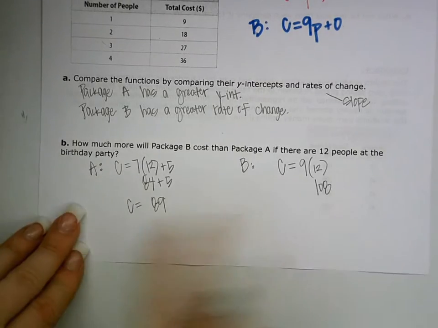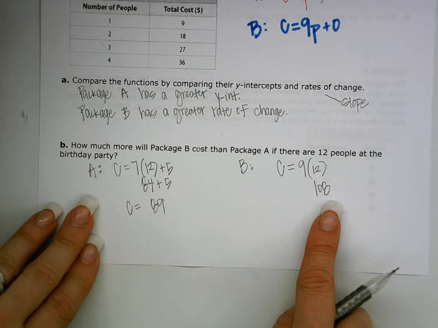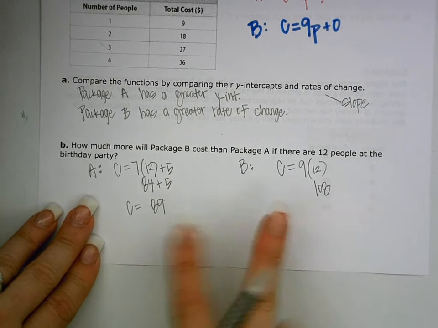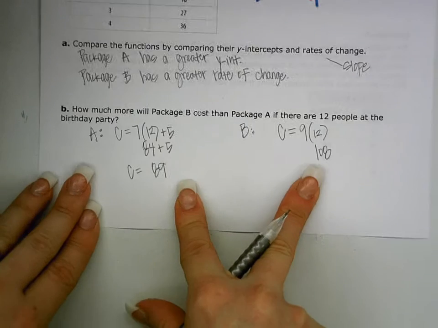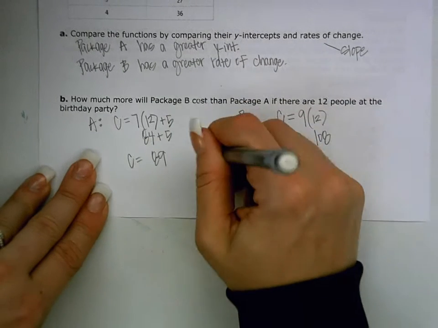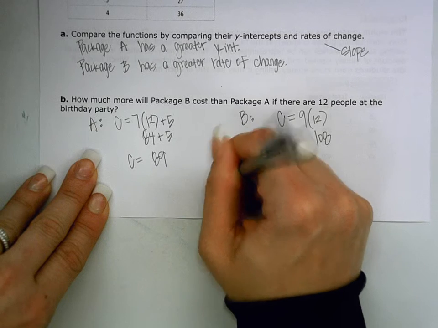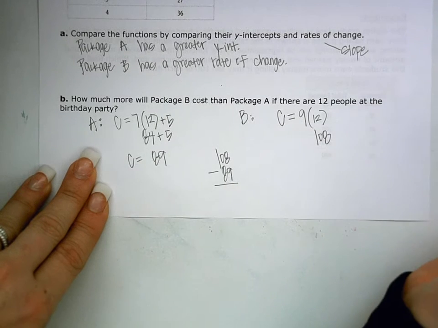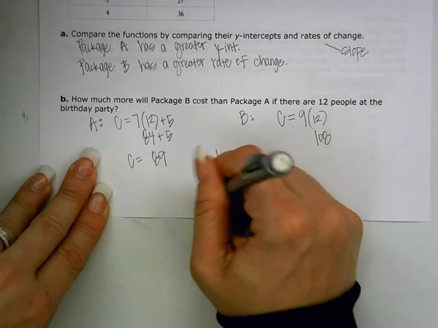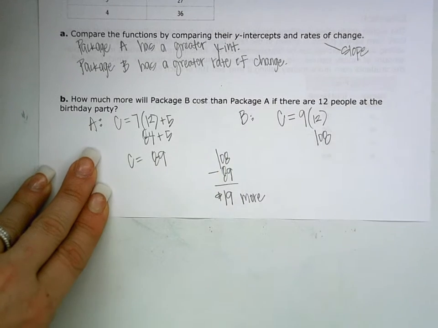So, if there are 12 people at the party, how much more will package B cost? So the question here is actually figuring out what's the difference between these. So you would do package B, which is 108, minus package A, which is 89. And what is the difference between 108 and 89? $19 more. That's the answer that we'd be looking for.